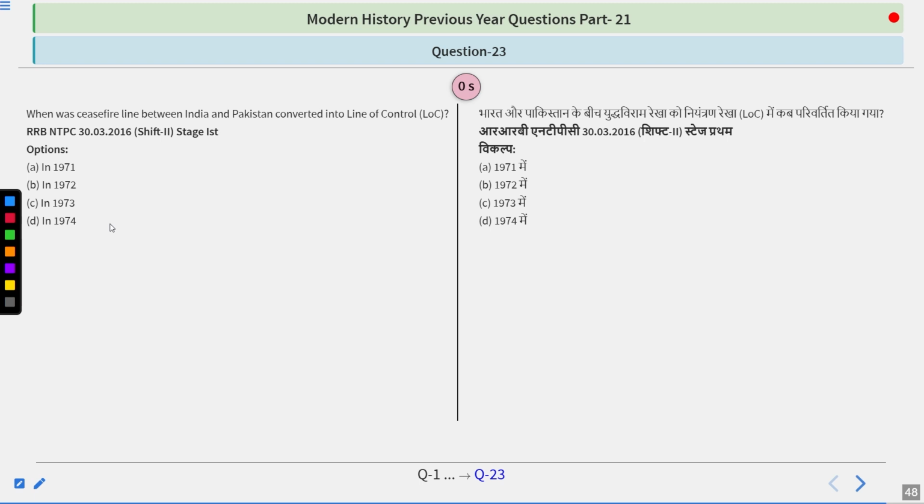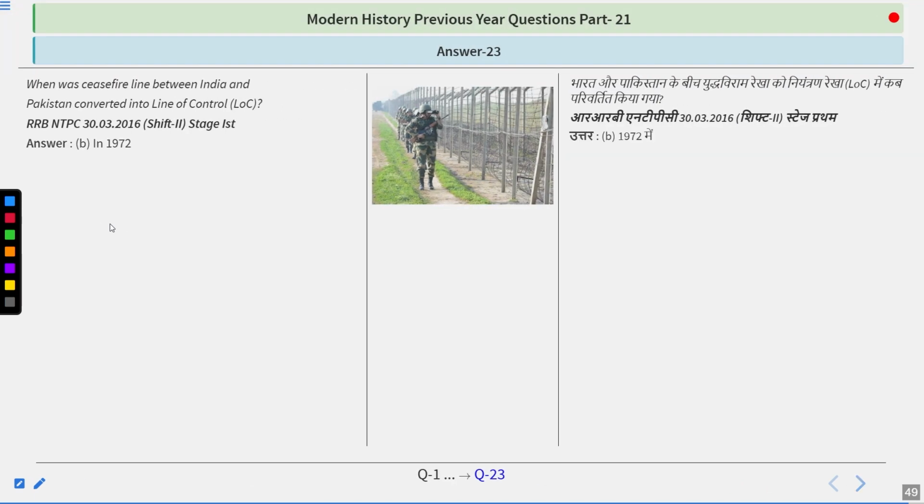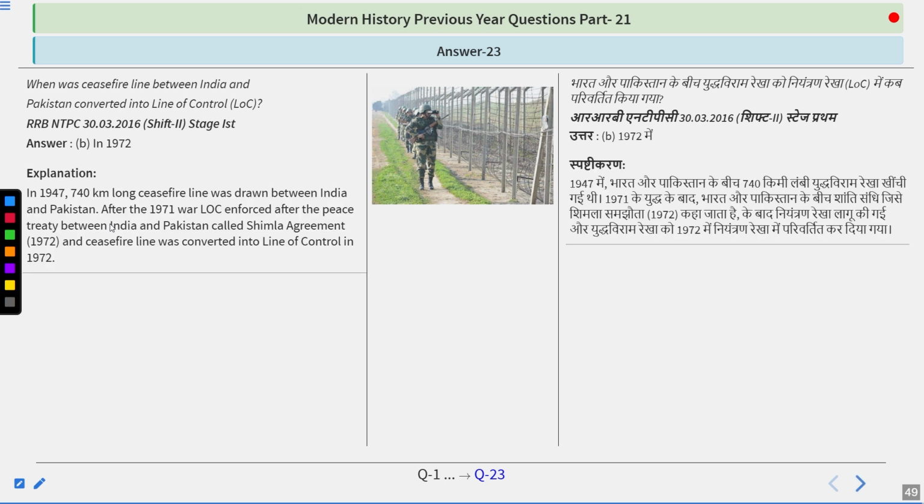And as I am thinking that your thinking is right, because the answer is 1972. So in 1947, the 740-kilometer long ceasefire line was drawn between India and Pakistan. After the 1971 war, LOC was enforced after the peace treaty between India and Pakistan called Shimla Agreement in 1972, and ceasefire line was converted into the line of control in 1972. So do remember that the ceasefire line got the name line of control in the year 1972. Earlier it was known as the ceasefire line, and it was demarcated during the 1947-48 war.